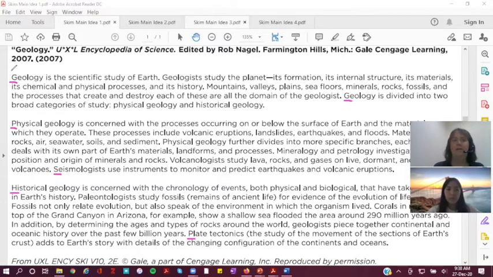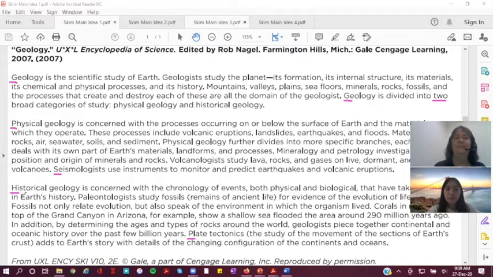You see that the main idea of each paragraph is presented within just two sentences. Sure. So from the first paragraph, what idea do you get about the subject of geology? It is the scientific study of Earth, and it's divided into two categories, which is physical and historical geology. Exactly.